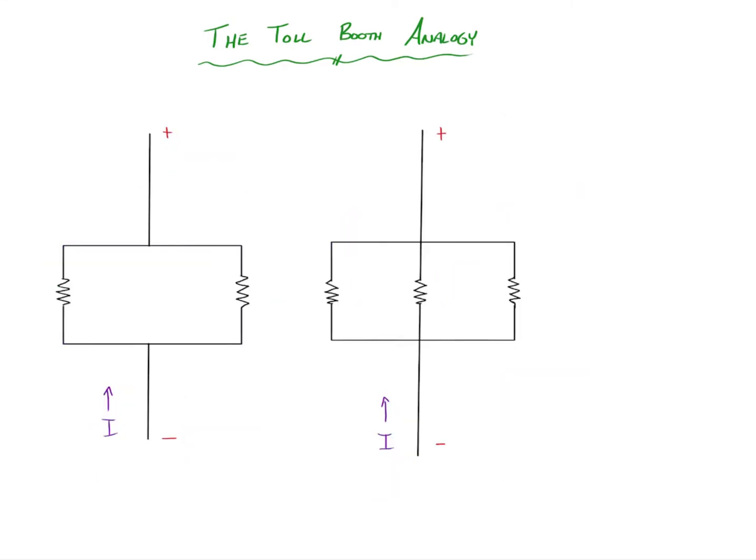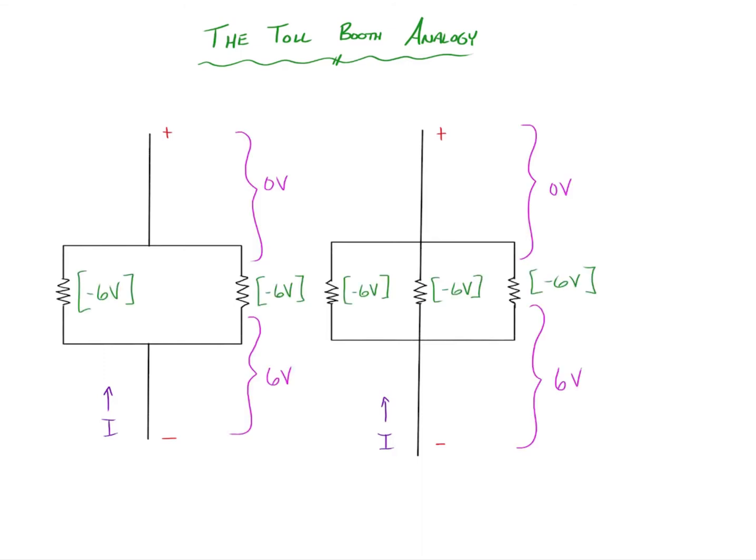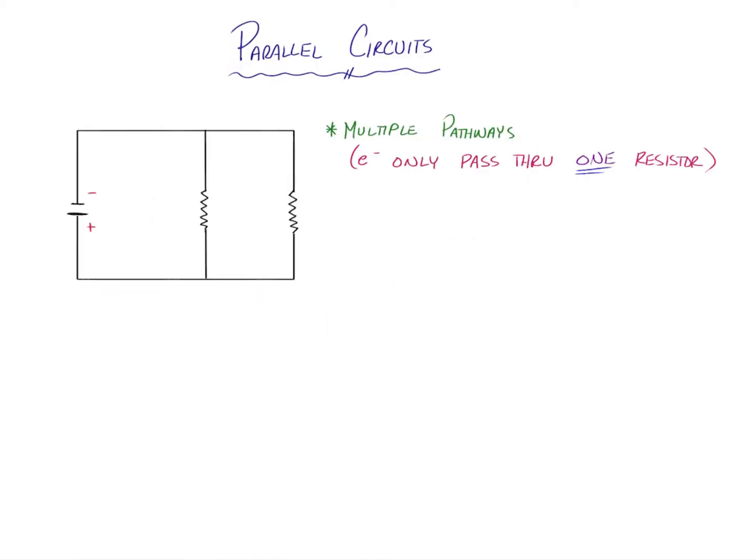The same applies to circuit arrangement. If I'm traveling through, I'm going to have 6 volts before I enter those resistors. I have to, quote unquote, spend 6 volts, or drop by 6 volts, to get through, and I'll have 0 volts on the other side. So what we have to realize here is in a parallel circuit, there are multiple pathways, but the electrons only pass through any one resistor.